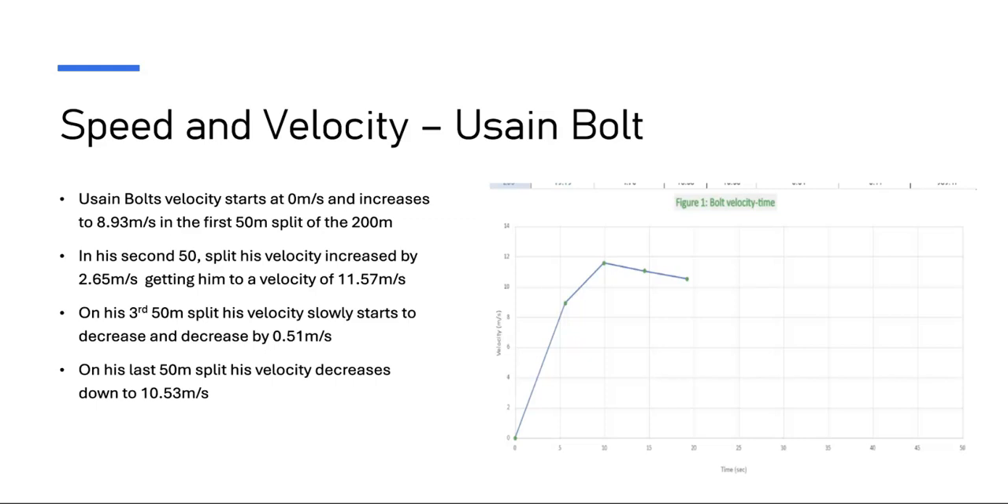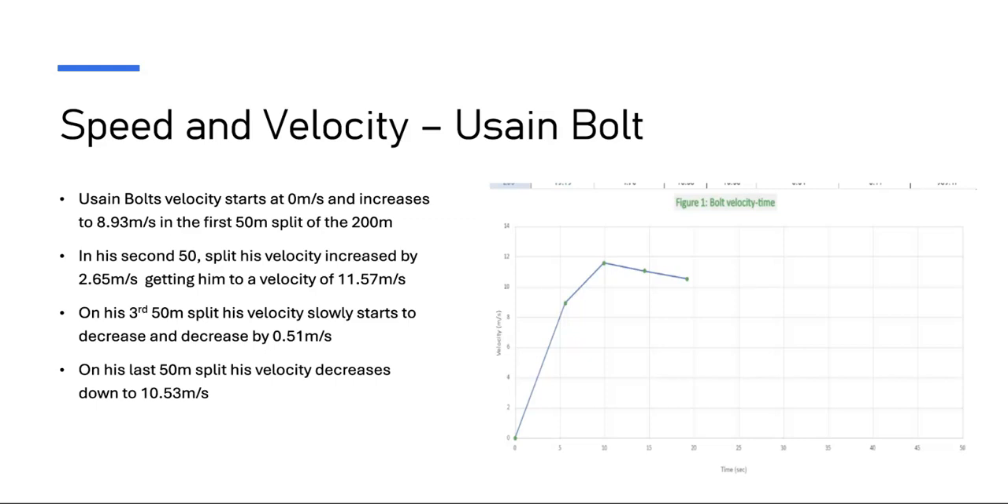The speed and velocity of Usain Bolt. Usain Bolt's velocity starts at 0 meters per second and increases to 8.93 meters per second in the first 50-meter split of the 200 meters. In his second 50-meter split, his velocity increased by 2.65 meters per second, getting him to a velocity of 11.57 meters per second. In the first 100 meters is when his velocity is increasing and reaches the max as he is putting as much effort in as possible to sprint as fast as he can.